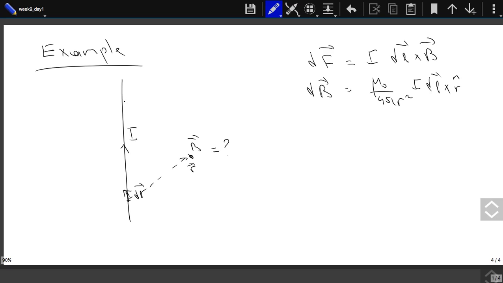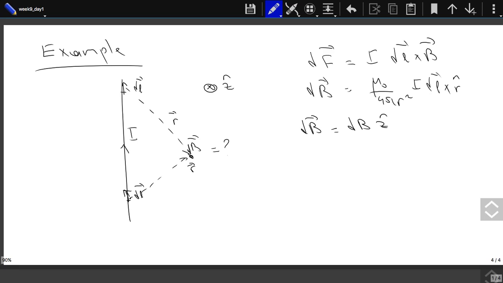Let me take another dl somewhere over here. This is the corresponding r. Now what is dl cross r? Again, this is dl, this is the r. dl cross r is again into the screen. So the contributions to the magnetic field from all the segments will all be into the screen. Now that is kind of nice. We don't need to worry about the directions. They're all pointing in the same direction, so we can just add the components.